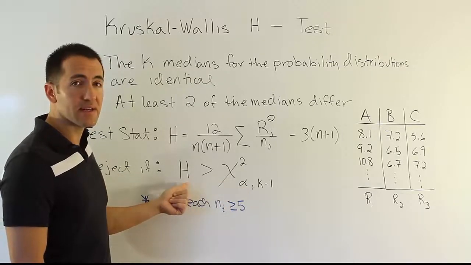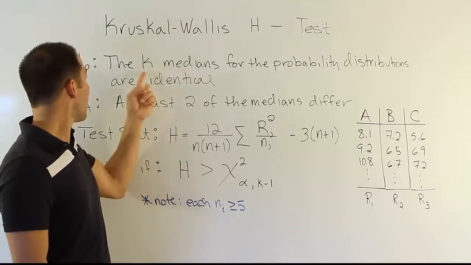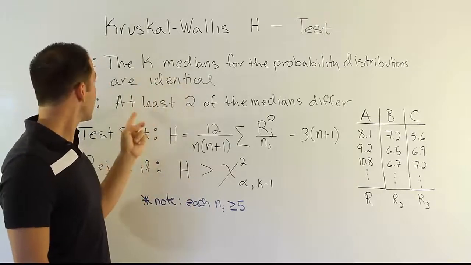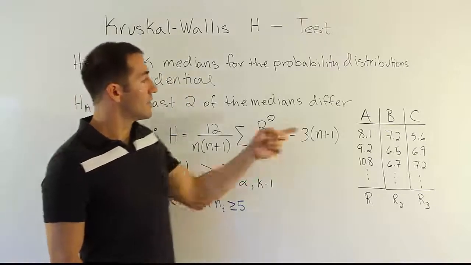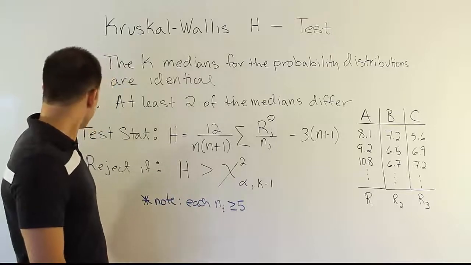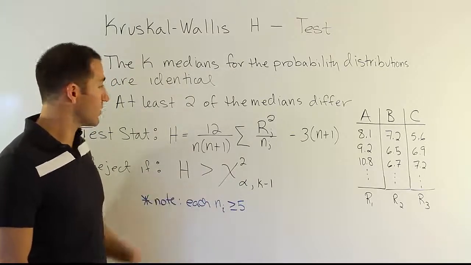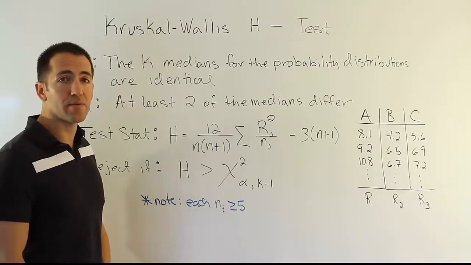If our test stat is large, it'll be considered significantly large, and we can reject the null hypothesis that they're all the same, and therefore support the idea that at least 2 of these can be matched up so that one is bigger than the other. And that's it. So that's essentially the idea behind the Kruskal-Wallis H-Test. It's a really nice alternative to the completely randomized design ANOVA procedure.